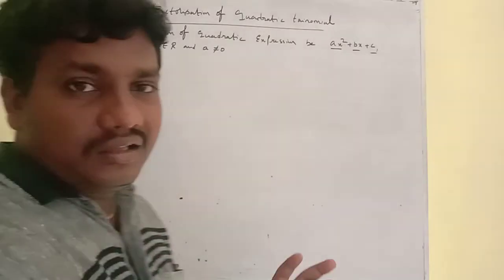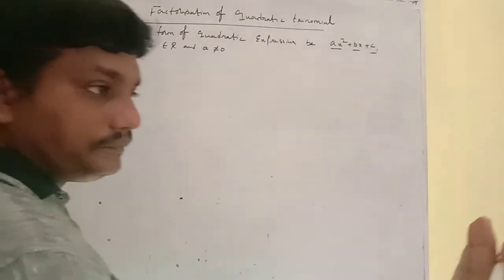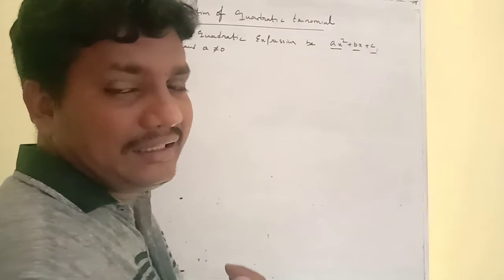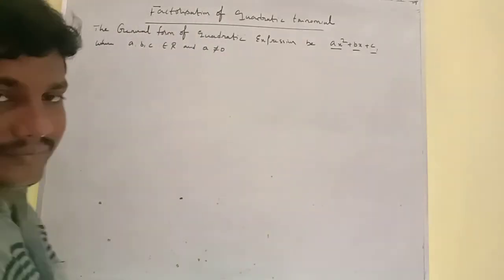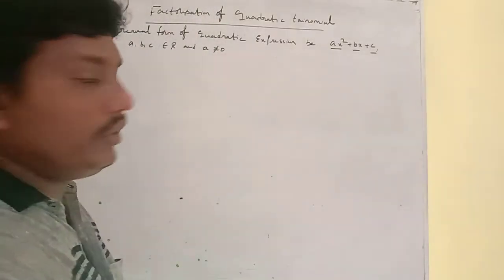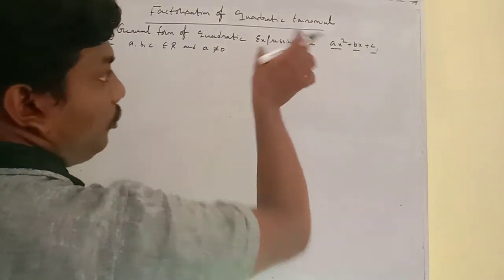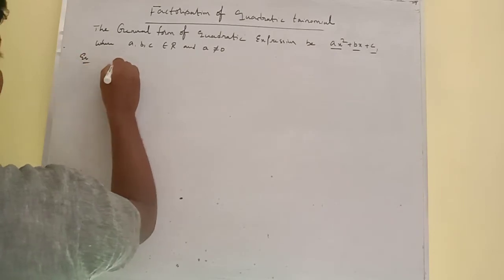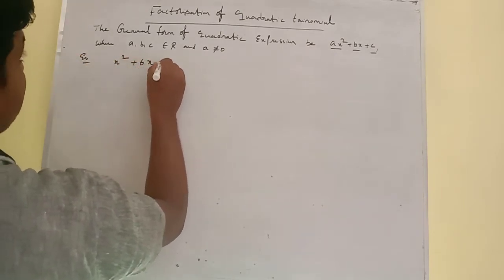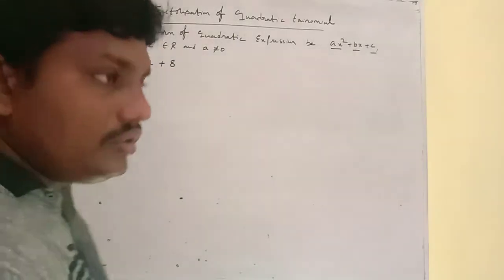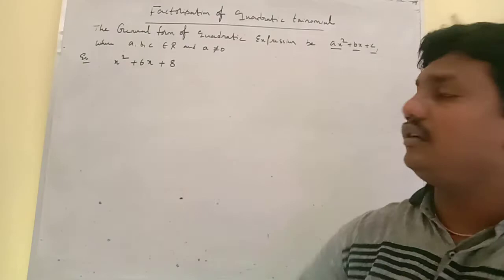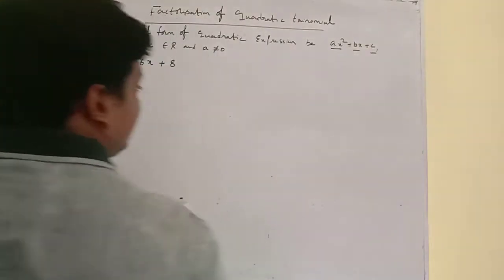How to factorize the quadratic polynomial? By splitting the middle term. Let us see. In the previous video we solved one question, x square plus 6x plus 8, by the difference of squares method. Now in the same question we are going to find the factorization of the quadratic trinomial. So first, example 1, x square plus 6x plus 8.